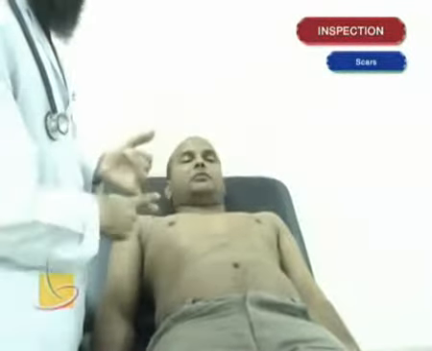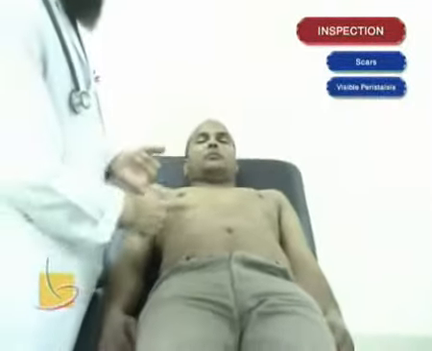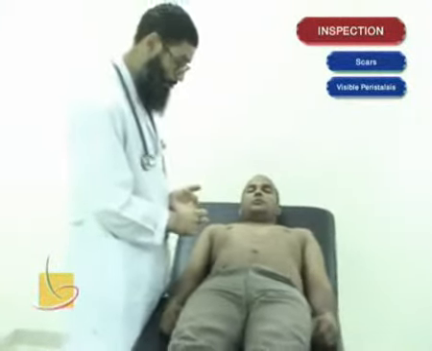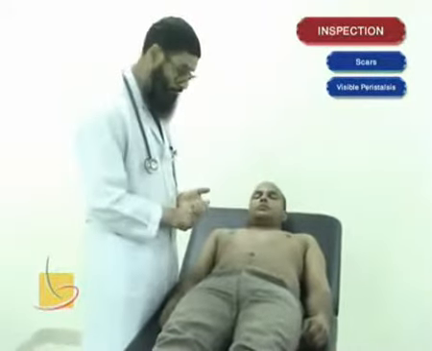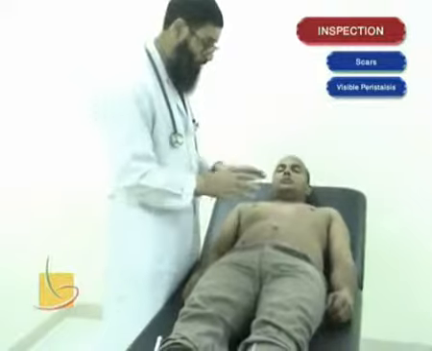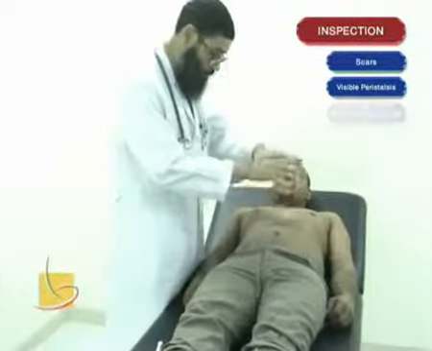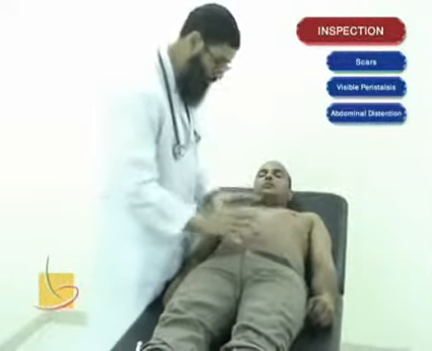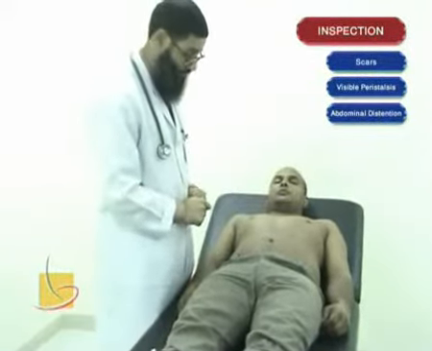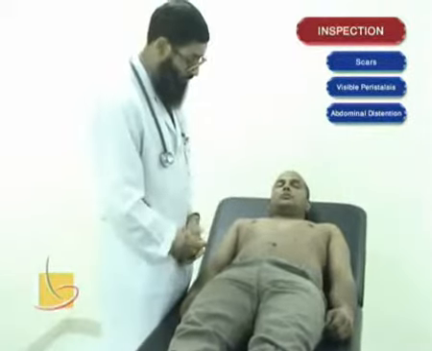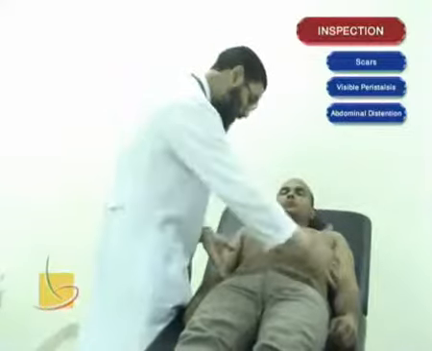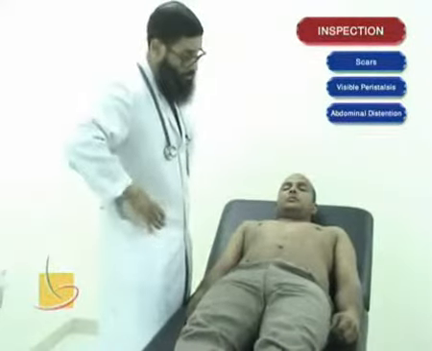So, visible peristalsis, dilated veins, scars of previous operation or trauma, visible organs, visible pulsations, and of course, abdominal distension, as is the case in patients with ascites. Sometimes ascitic patients will have very clear abdominal swelling, generalized all over the abdomen.